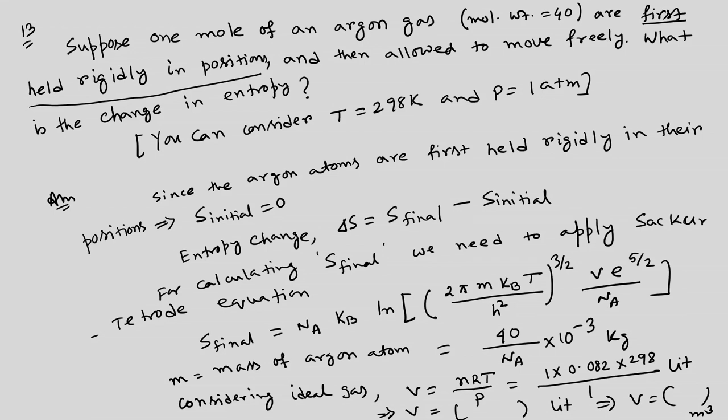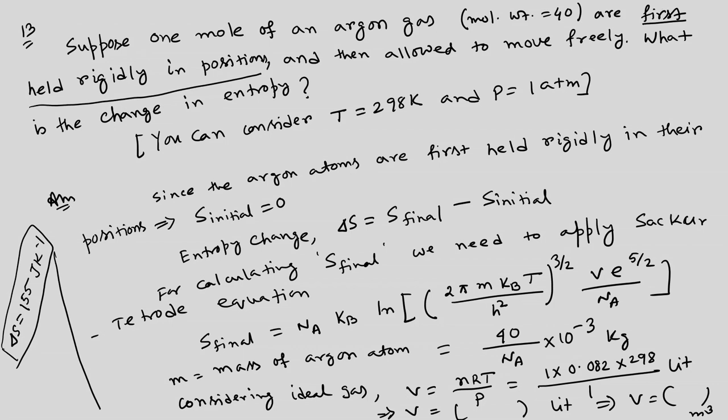If we substitute this, we get delta S here. The value of delta S is 155 joule per Kelvin if we substitute all these values. The catch here is that we need to consider the initial entropy to be 0 because all the argon atoms are fixed, they are not moving. And we need to calculate S final. For calculating S final, we need to use the Sackur-Tetrode equation. The Sackur-Tetrode equation says S final is N times Kb times ln of (2 pi m Kb T by h squared) to the power 3 by 2, times V e to the 5 by 2, divided by the number of particles.